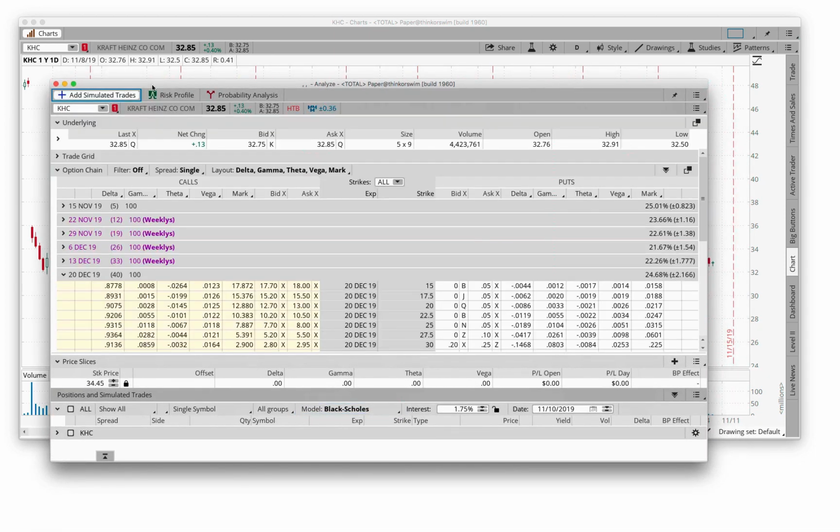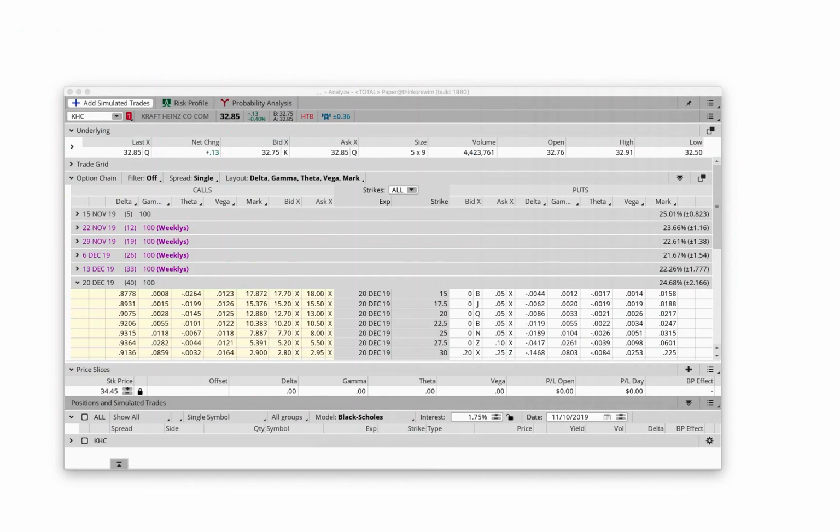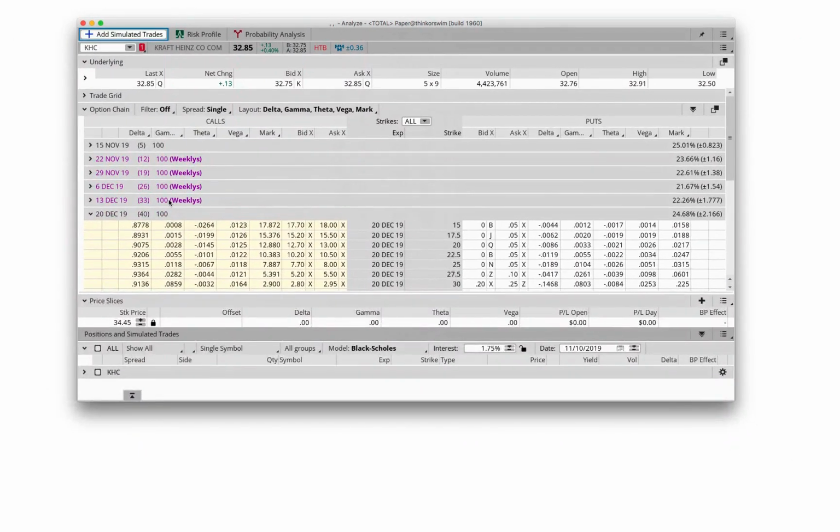So we'll add a simulated trade, and sure enough, we get our first look at an option chain. We can see that we have an expiration date of December 20th, so maybe 30, 40 days away from here. We have our strike prices of 15.